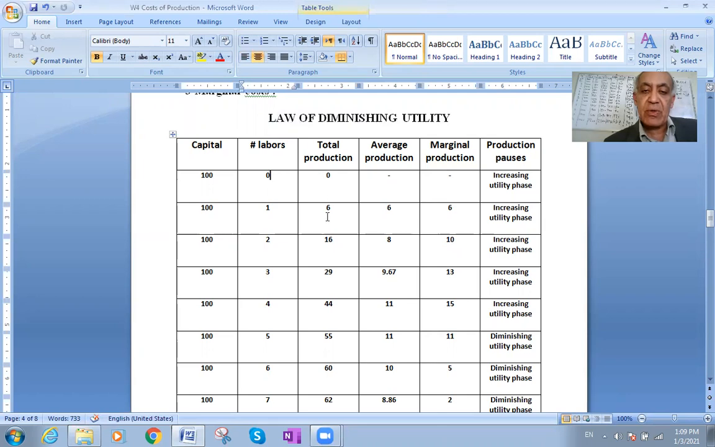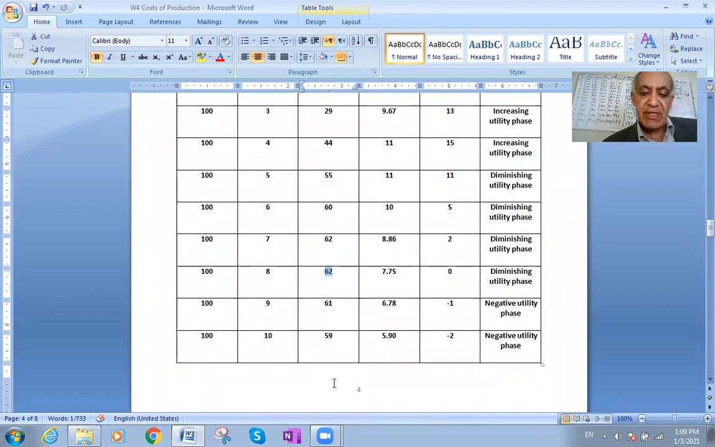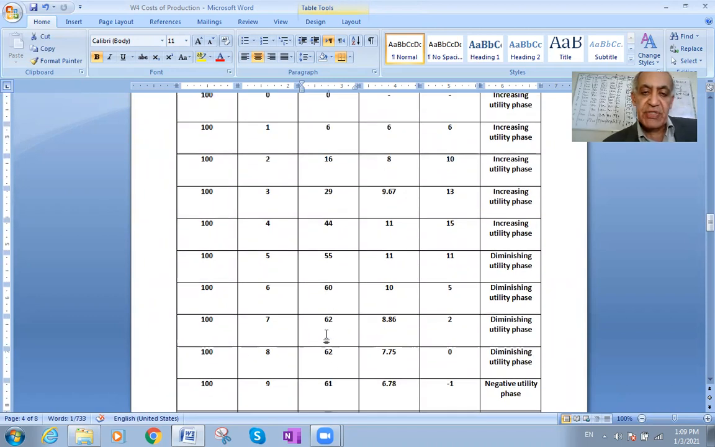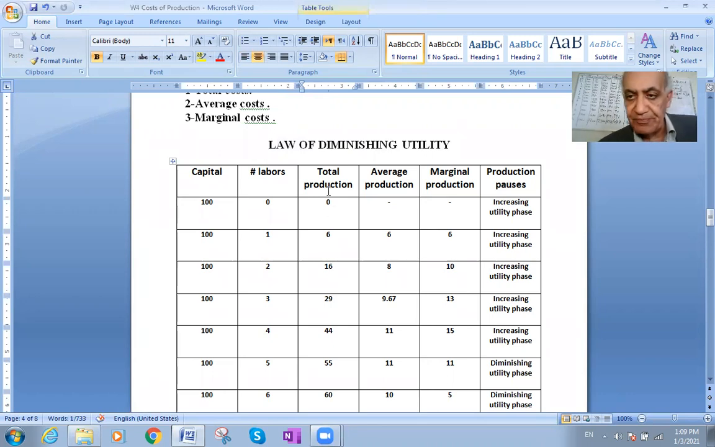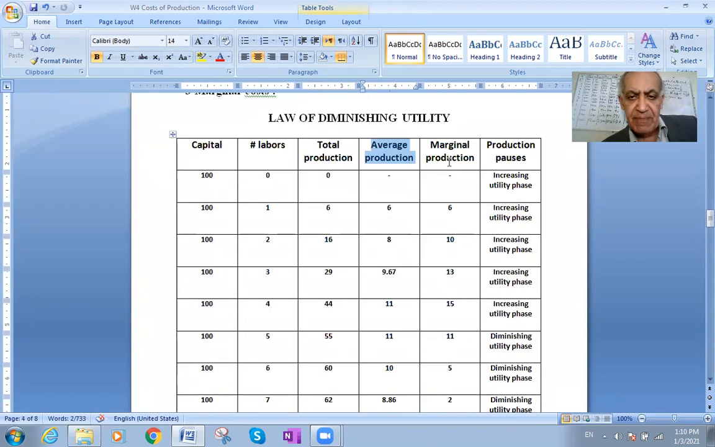So: 0, 6, 16, 29, 44, 55, 60, 62, 61, 59. This is what we call the total production, right? So how about the average production? This I will deduct, because here I want to calculate the average production and the marginal production. That's what we will do in this example. It's only two columns, the first three columns will be given in the example.